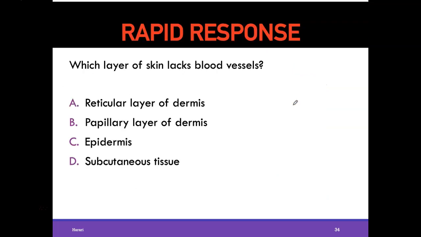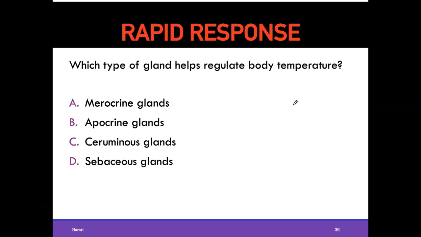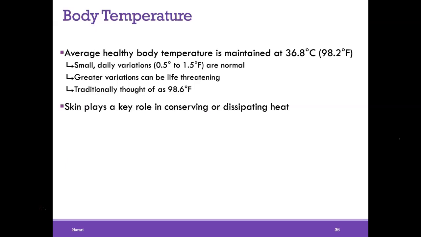So which layer of skin lacks blood vessels? The answer is C, the epidermis lacks blood vessels. What types of glands help regulate body temperature? So pause here. And the answer is A, the Merocrine or Eccrine glands.